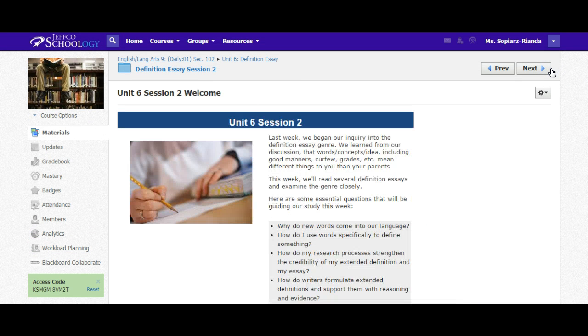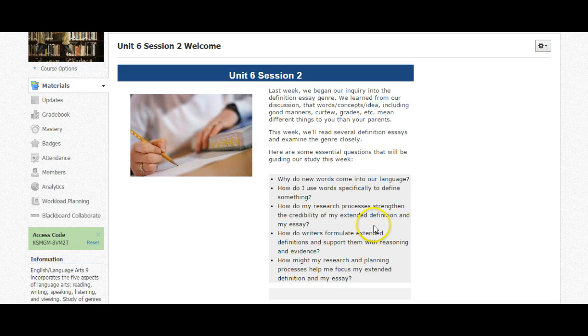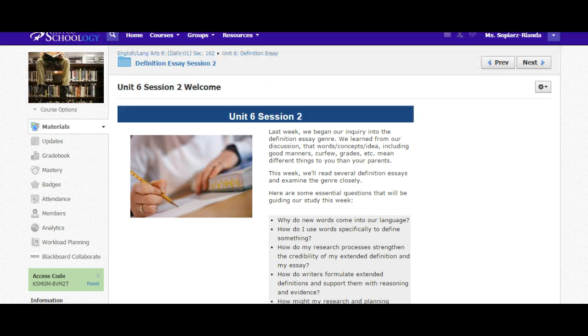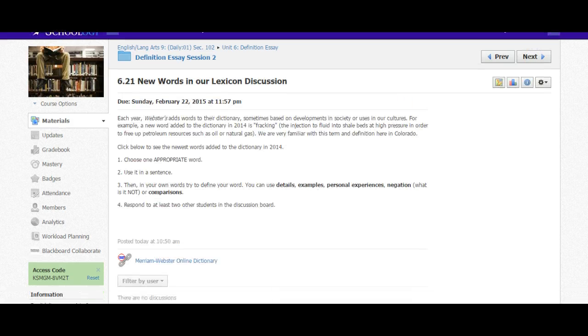So to begin, like I mentioned, last week we began our inquiry with our discussion, and we're going to continue our inquiry of what a definition essay really is. And so we're going to be using these questions to guide our learning this week.